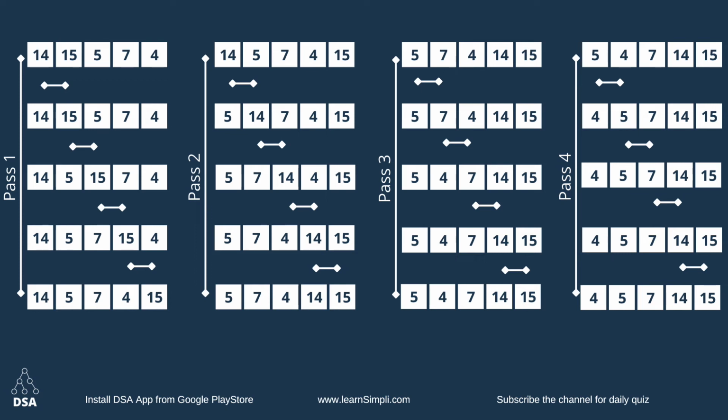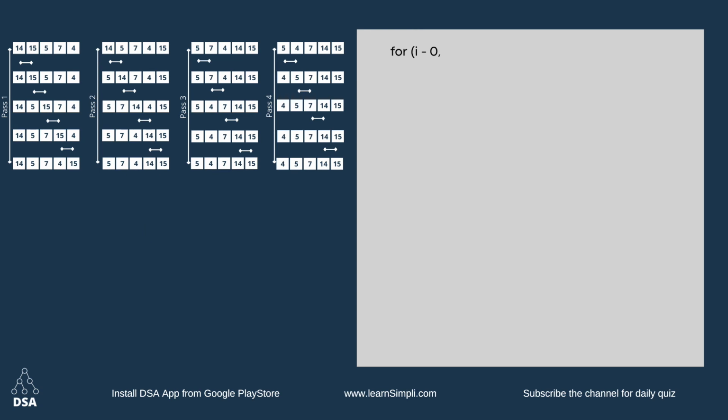Let's first write down the code for the outer loop. For i is equal to 0, we are starting from the 0th index. How many times will the loop be executed? If we have n elements, passes would be n minus 1. So i will be less than n minus 1, and i plus plus. Open brace. Now within this, one inner loop will be there, that is for j is equal to 0. This loop is for the comparisons. Now see how many comparisons are there? 4, right? And the value of n is 5. So j will be less than n minus 1 and j plus plus.